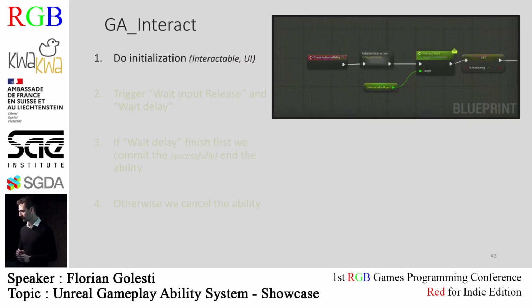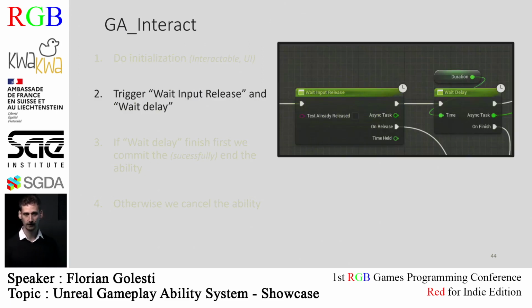So to do that, we first initialize everything, like the UI and so on, and then we will trigger two latent task nodes. One is just a pure delay. The delay is just a wait, and also another latent node, which is a wait input task. So we will wait for the player to release the input before this node is triggered.